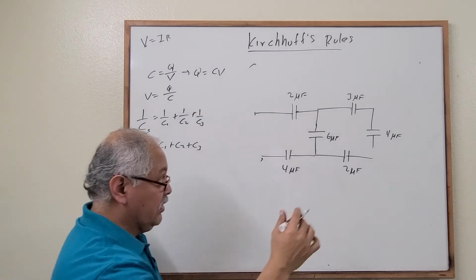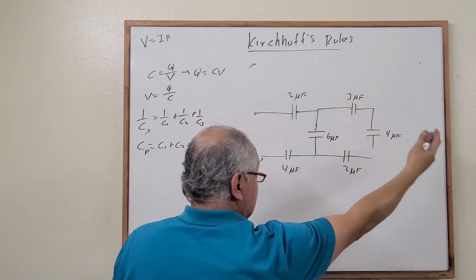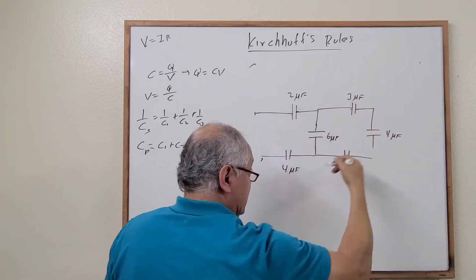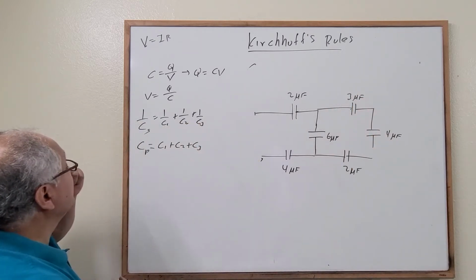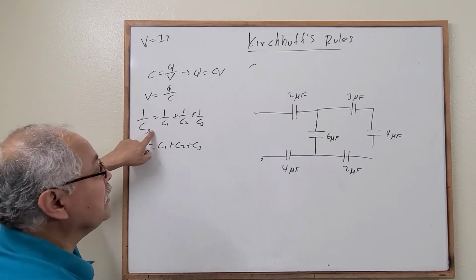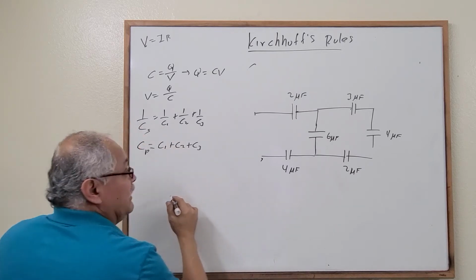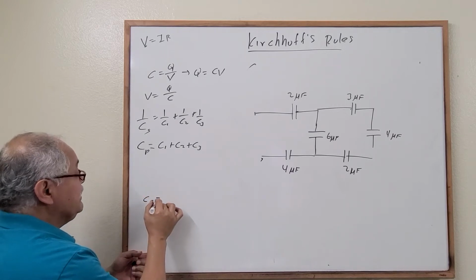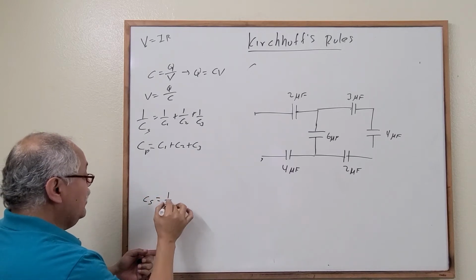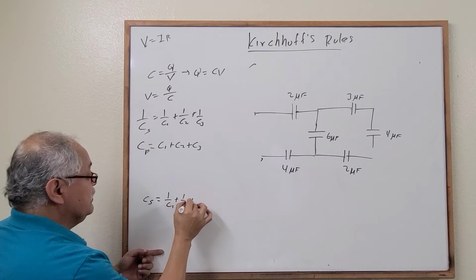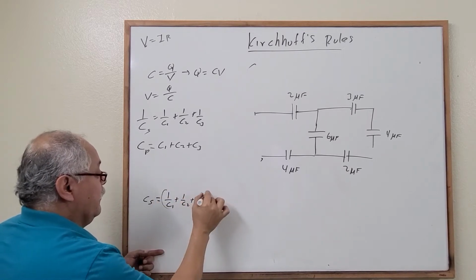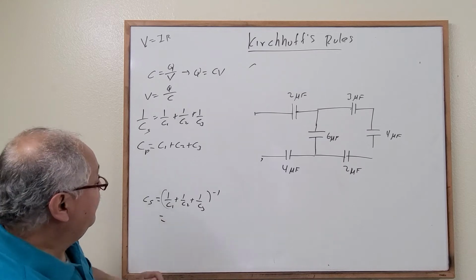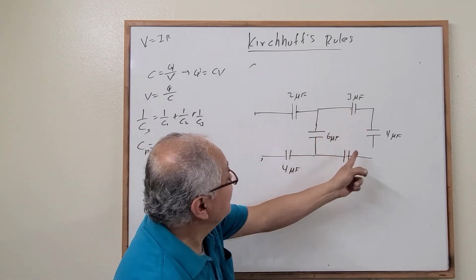Let's do it. Let's start from the right to the left, and let's start with these three which are in series. When these are in series, we use this equation right here. And then what do we have? The equivalent in series is equal to 1 over C1 plus 1 over C2 plus 1 over C3, inverse. Okay, let's do it. This is 1, 2, and 3.